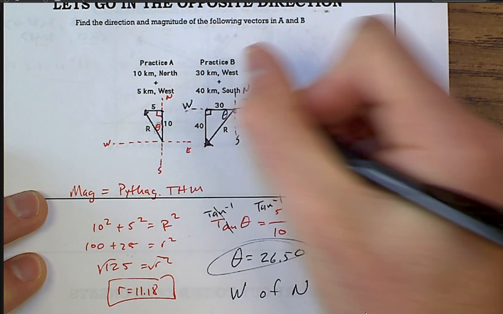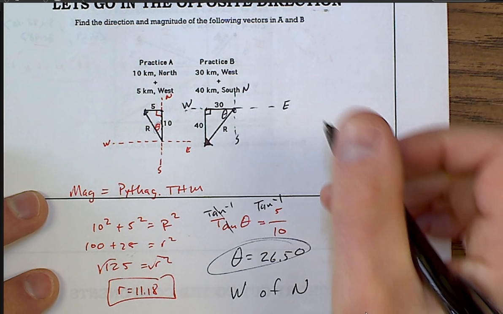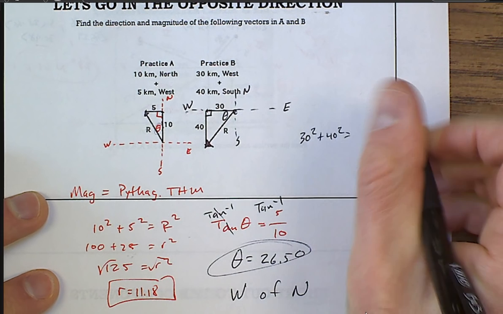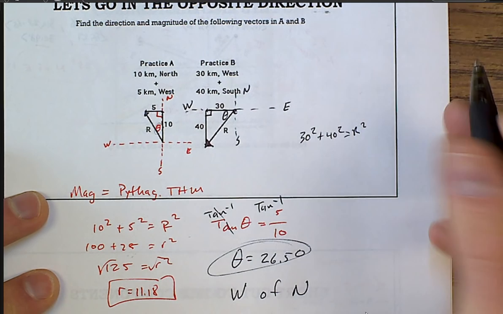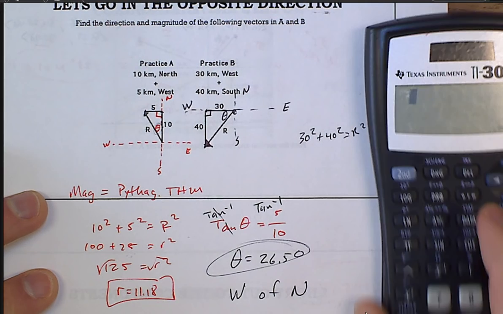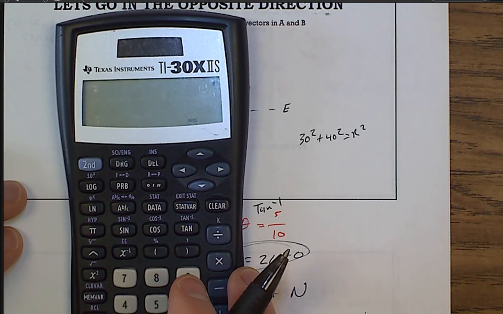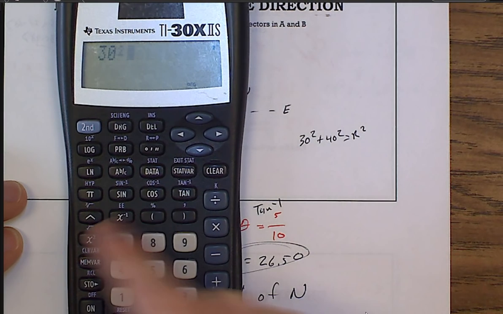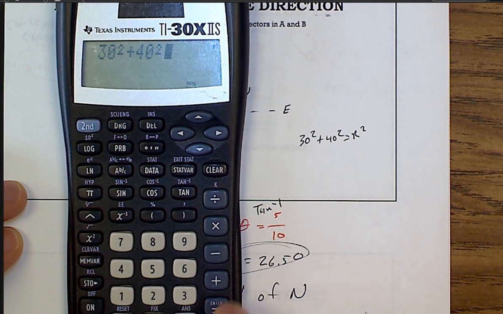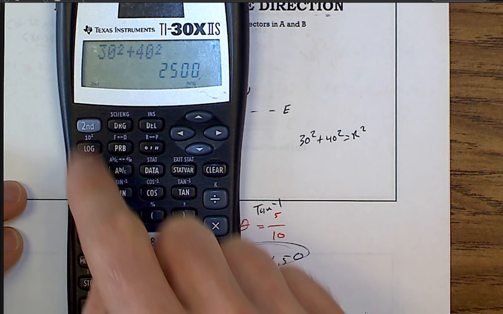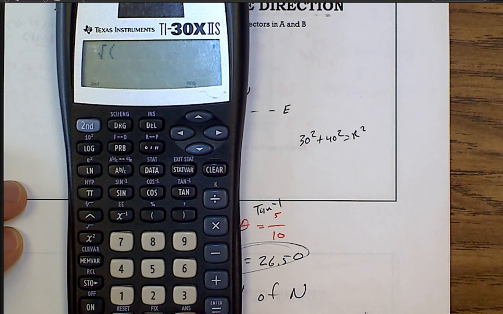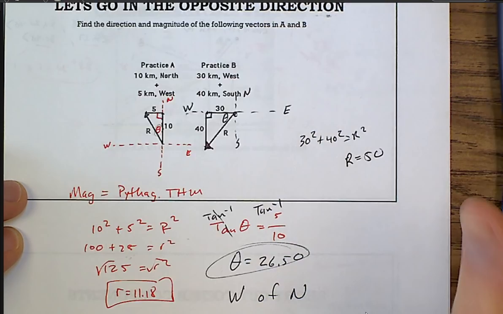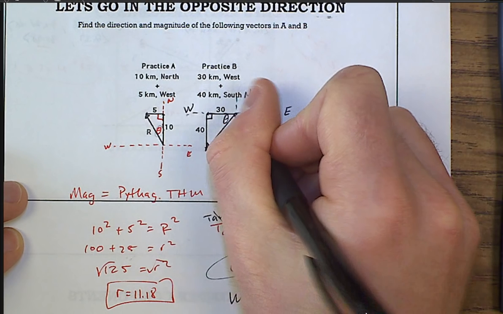So the first thing we need to do is we need to find our magnitude. So 30 squared plus 40 squared equals r squared. So this is kind of nice because you can do it all in your calculator if you want. Watch, you can go 30 squared plus 40 squared, hit equals. We know we got to take the square root of that, so square root of the second answer should get 50. So that means r equals 50. So that's our magnitude.